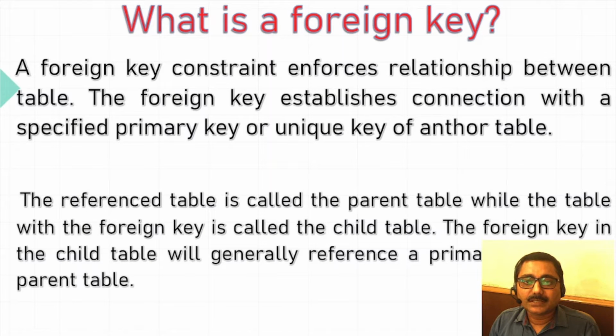A foreign key constraint enforces a relationship between tables. The foreign key establishes a connection with a specified primary or unique key of another table. The table which is referenced is called the parent table, while the table which is referring and having the foreign key is called the child table. A foreign key in the child table will generally reference the primary key of the parent table, or sometimes a unique key of the table.